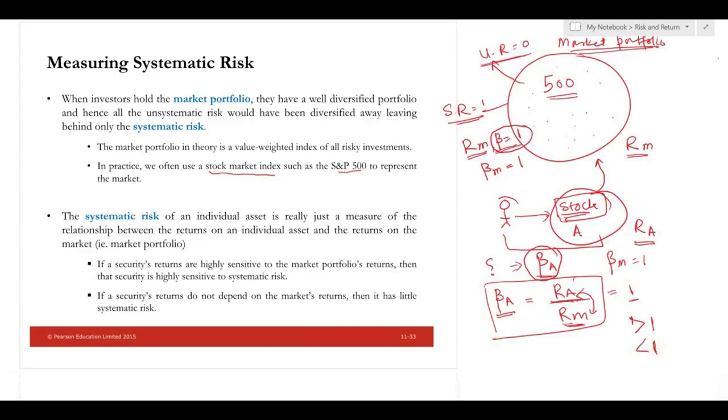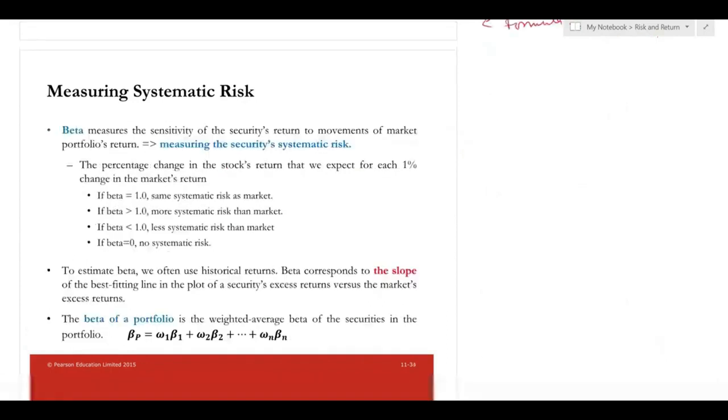So the question is, how did we find this formula? I will tell you in the next slide how we got it. Okay, so based on the previous slide, we can say that beta is equal to the return of a particular stock A divided by the return of the market.